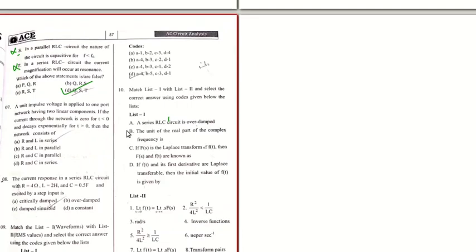Now moving on to the next question. A unit impulse voltage is applied to a one port network having two linear components. If the current through the network is 0 for t less than 0 and decays exponentially for t greater than 0, then we have to find out what the network consists of.